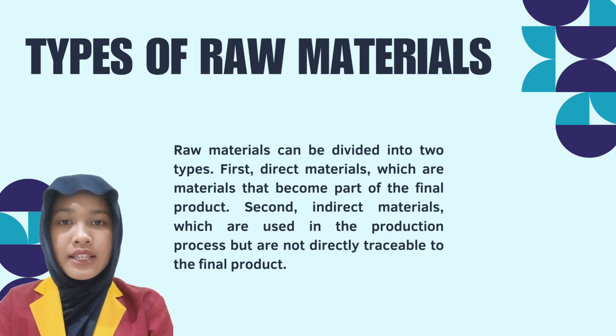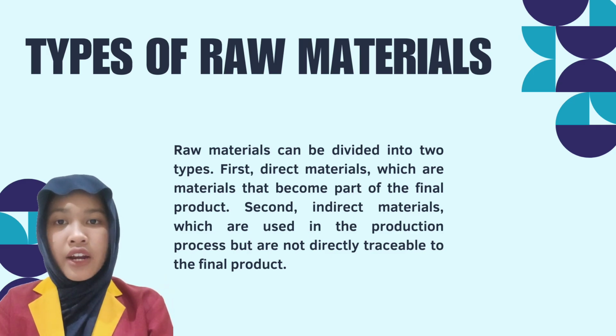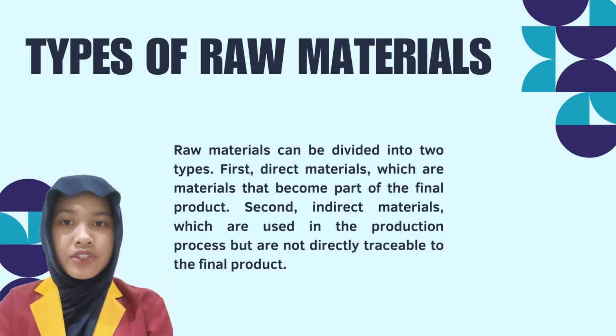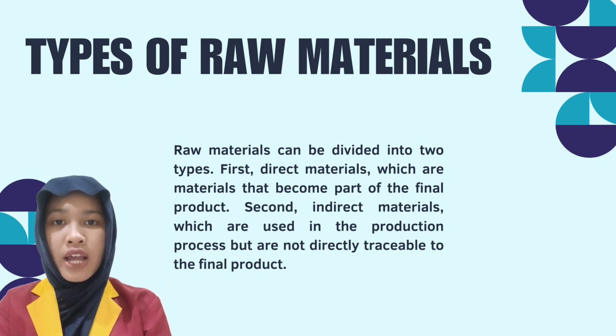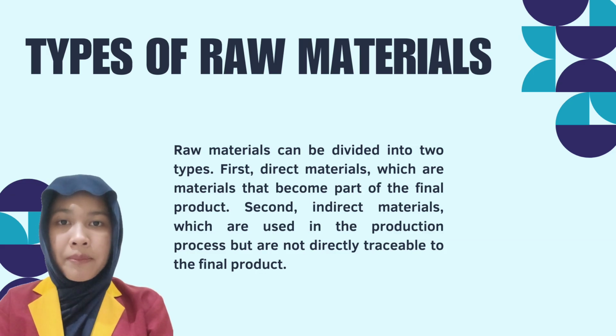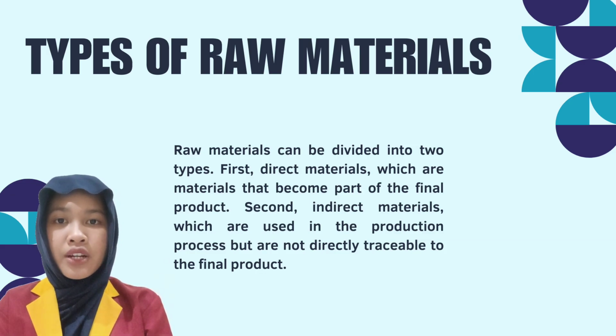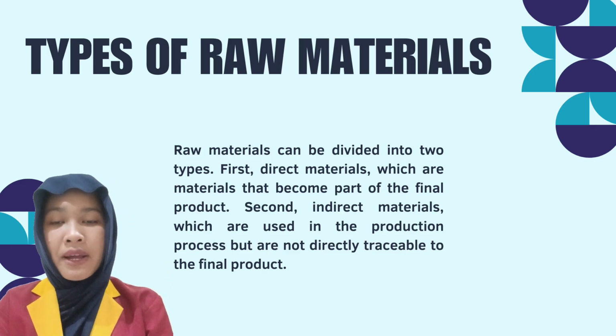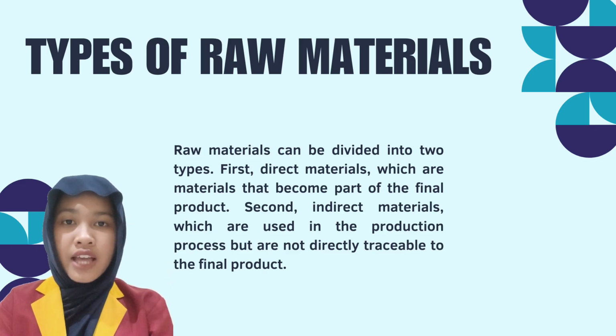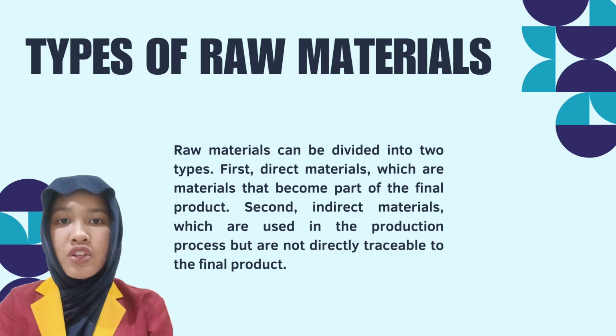Next, I will discuss the types of raw material. There are two types, namely direct materials and indirect materials. Direct materials are materials that can be clearly identified as part of the finished product, such as wood in furniture products. Indirect materials are used in production but are not directly traceable, such as glue or supporting material. Understanding these types helps companies classify costs properly and improve cost control.